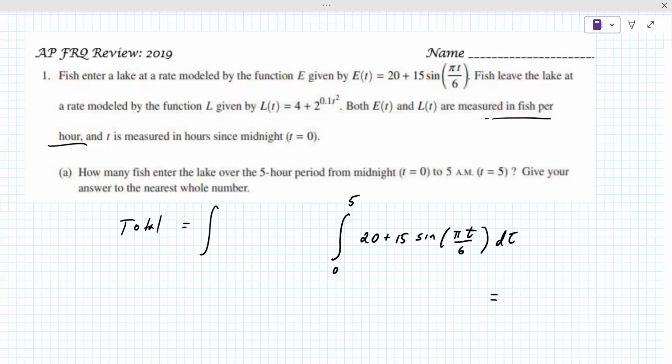Exponent. Yes, one second. I'm just copying the problem down. All right, that's good because I need time to get my integration tool up as well.